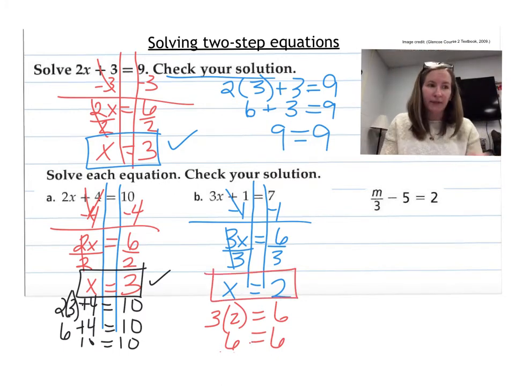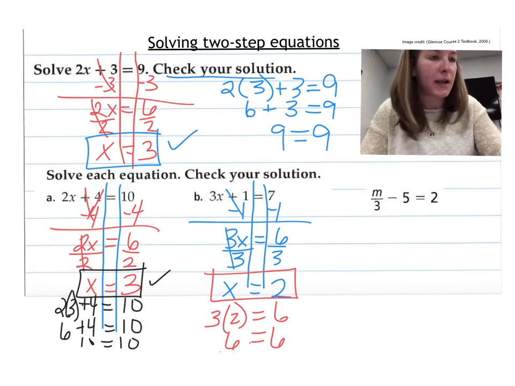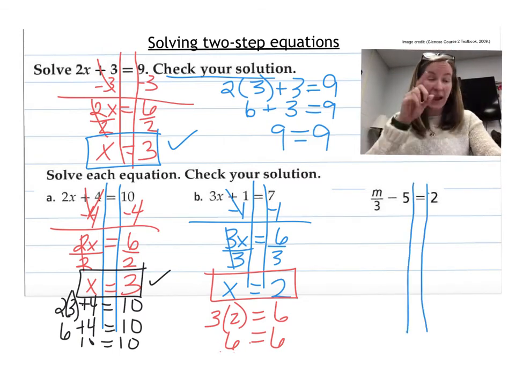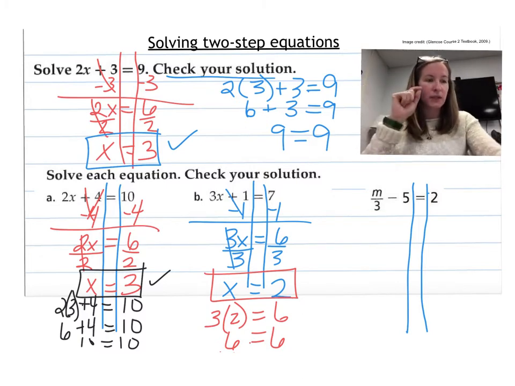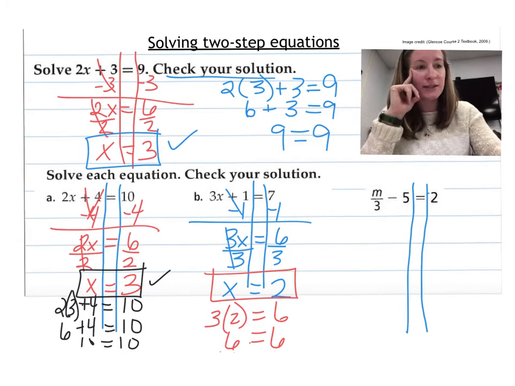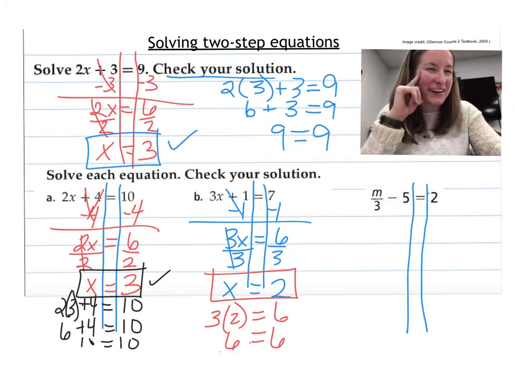All right, one more, and this one might throw you for a loop, but you've got it. We're going to draw our train tracks. We are dividing a number by 3 and then taking away 5, and we end up with 2. So let's undo that in reverse order. SADMEP. And so we are going to undo subtracting 5. We are going to add 5 to both sides.